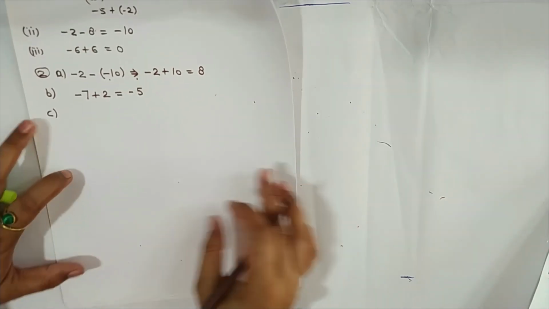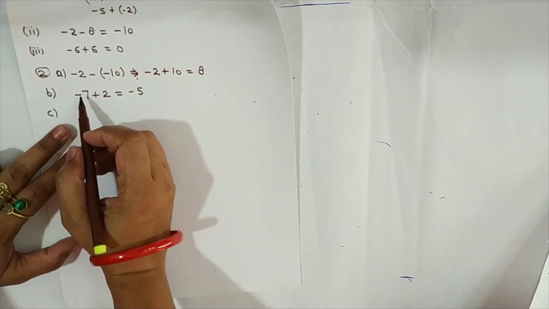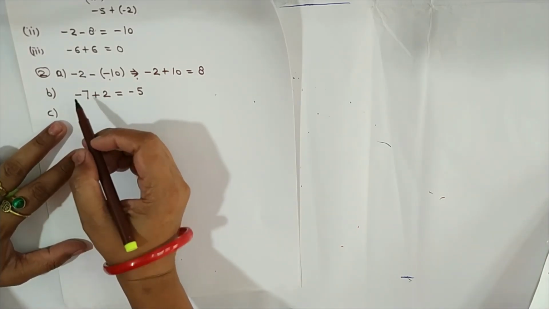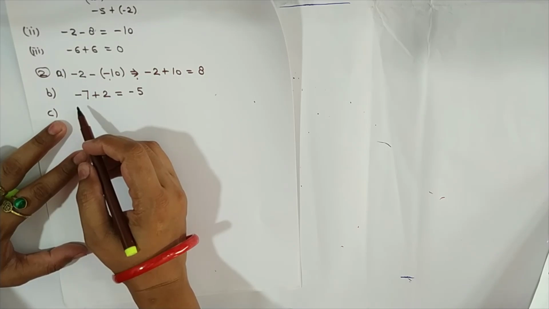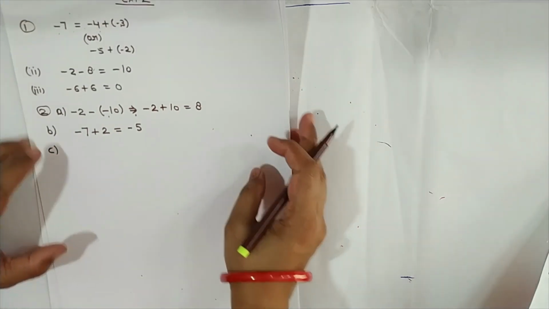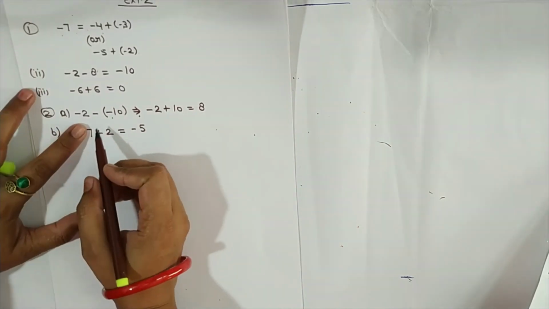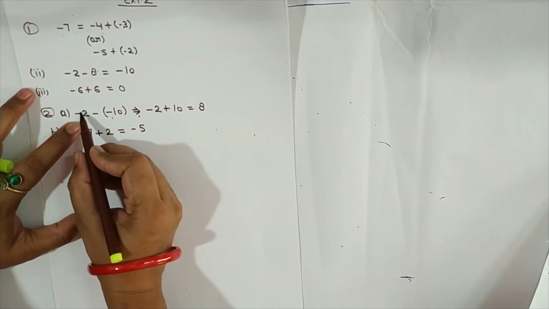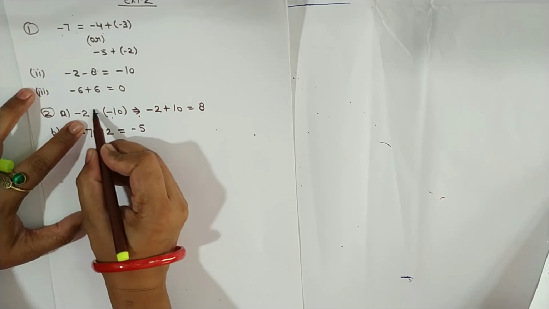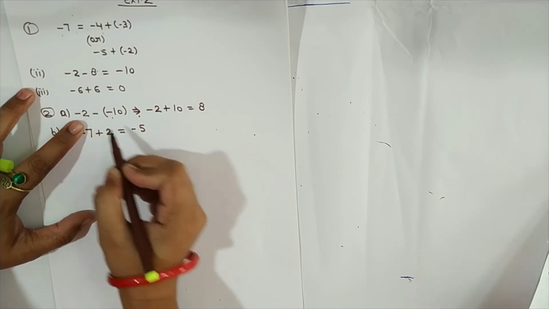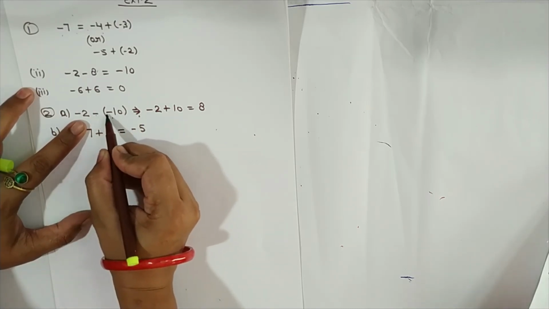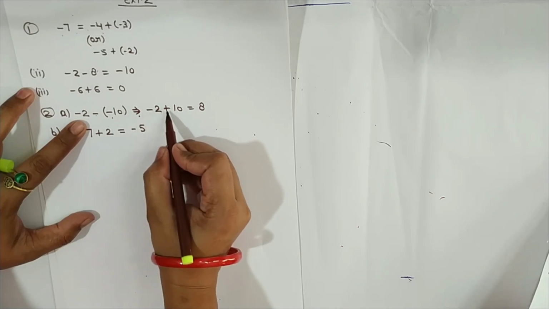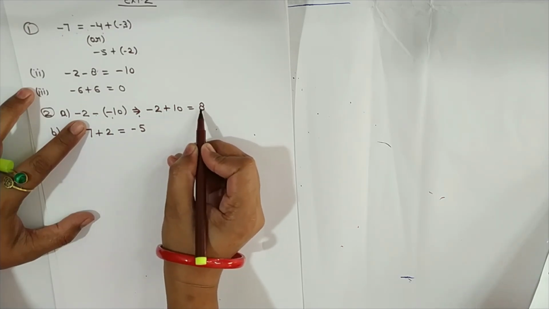Now move on to the second question. Question number 2, first part, is write a pair of negative integers whose difference gives 8. Okay. So I am taking two integers, -2 and -10. Now find out their difference. So minus and minus becomes plus. So -2 plus 10 is equal to 8.